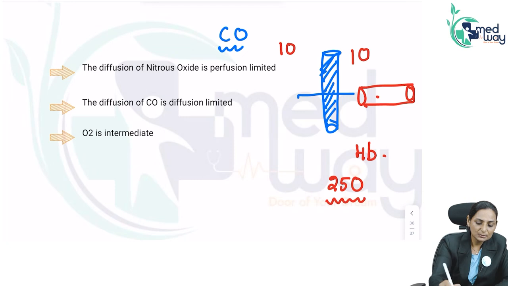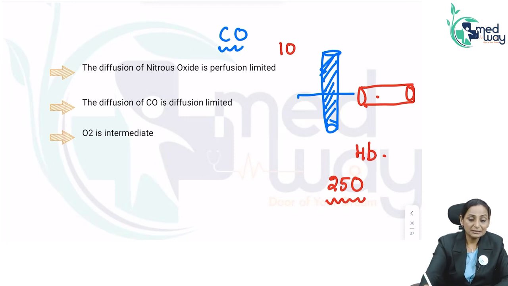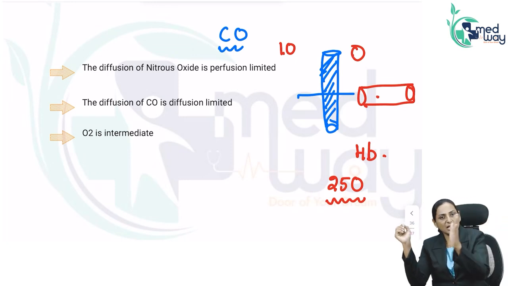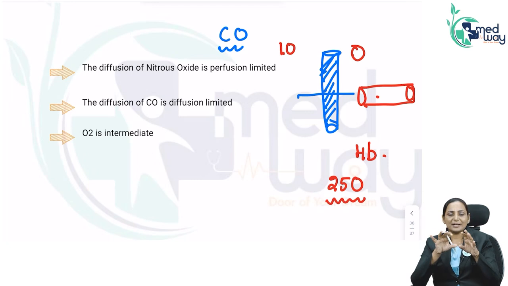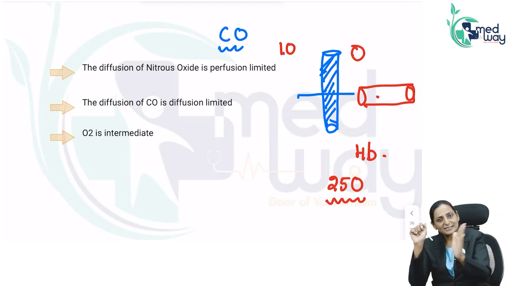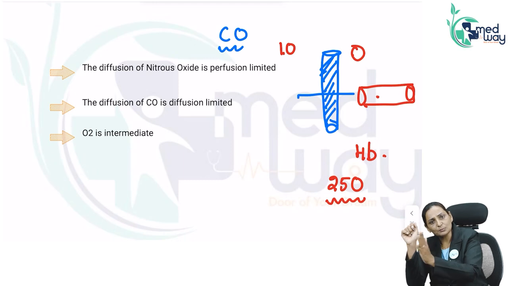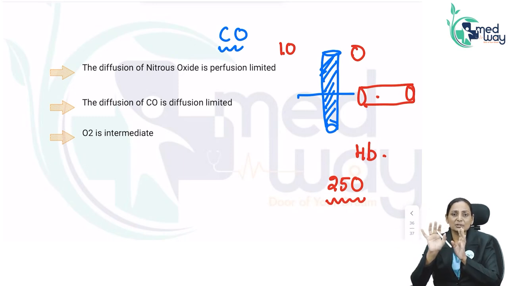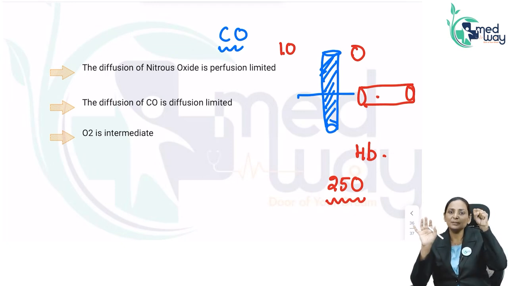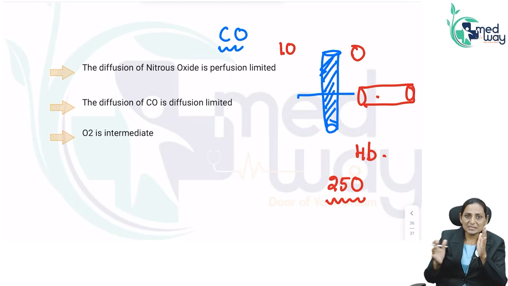Initially the gradient was 10 and 0, so because of the diffusion gradient, carbon monoxide will go. As it comes into the blood, all of it is taken up by hemoglobin. That means in the plasma you will never have free carbon monoxide. So this gas can keep moving from outside to inside, and there will always be a gradient. There is no saturation, because as soon as carbon monoxide comes into the blood, it is picked up by hemoglobin.